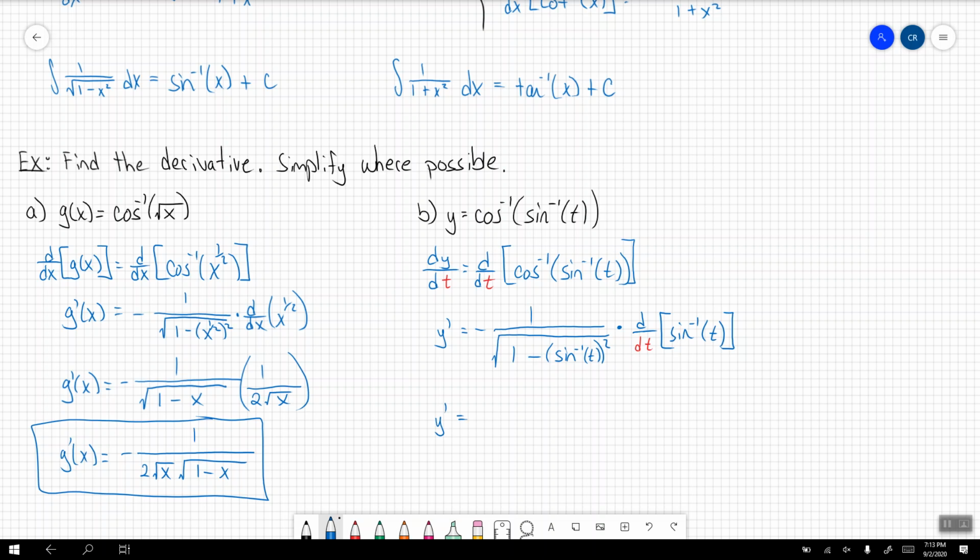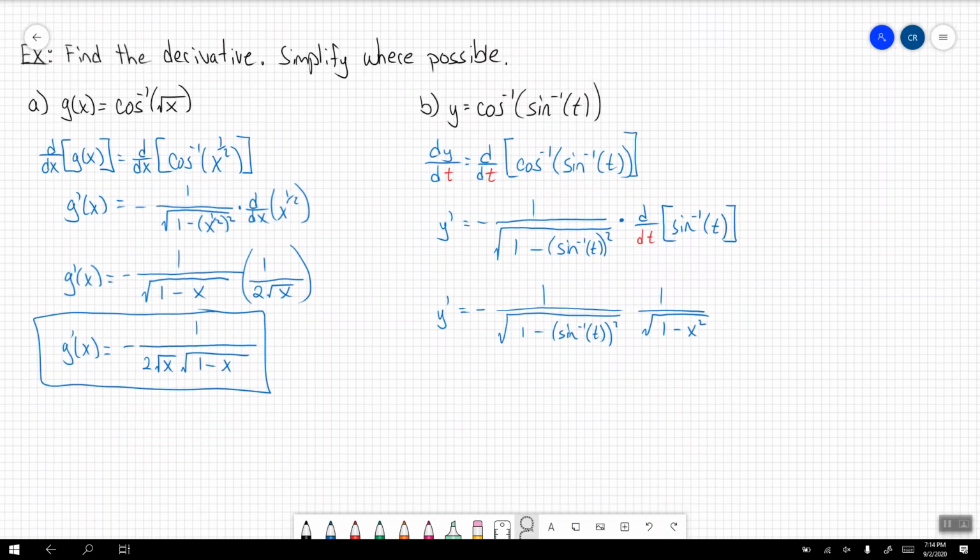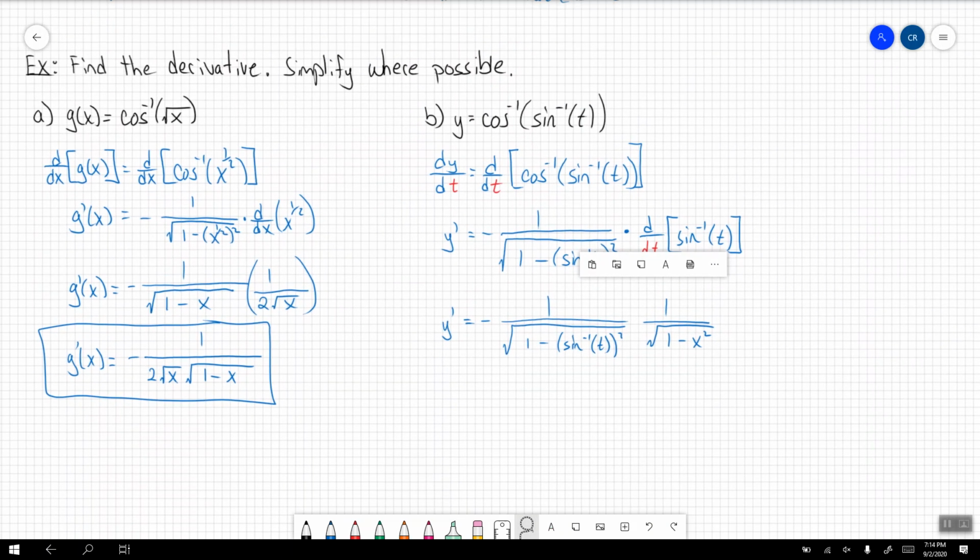So let's go ahead and find whatever this is going to be. So I have -1 divided by the square root of 1 minus sine inverse of t raised to the power of 2. And then the derivative of sine inverse of t, well, the derivative of sine inverse of t is just 1 over the square root of 1 minus x squared. And this is your final answer. We can combine it just a little bit more, just to make things a little bit more friendly. Because they're not necessarily easier, but they might be a little bit more friendly.